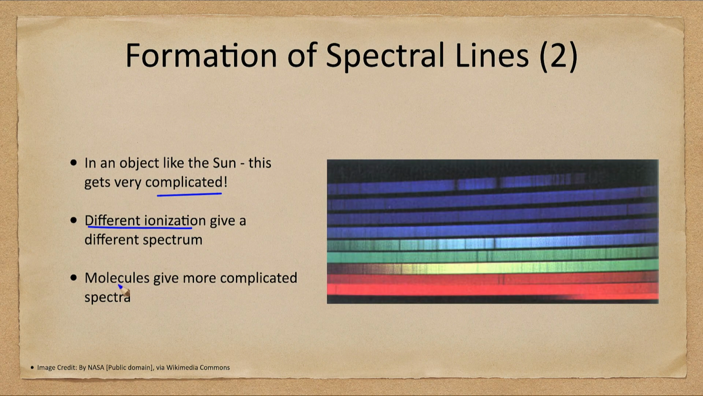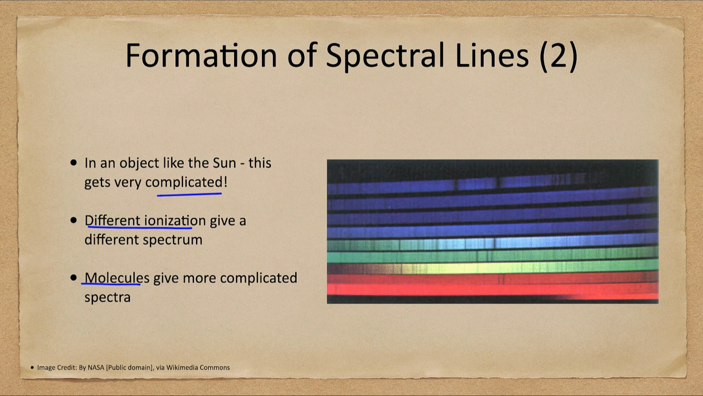And when you start looking at things like molecules, you will get even more complicated spectra. Molecules will absorb bands of light, so complete bands taken out. And these are very prominent in low temperature stars. And again, it gets much more complicated than the simplified version that I've talked about earlier.